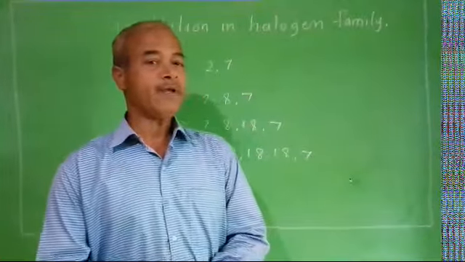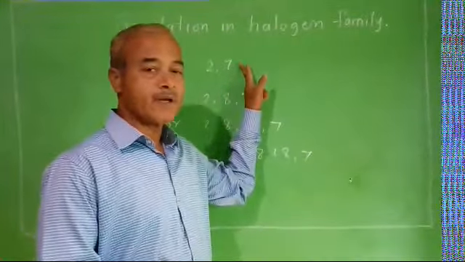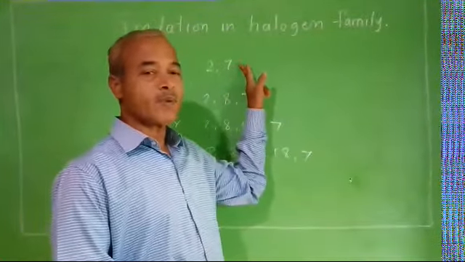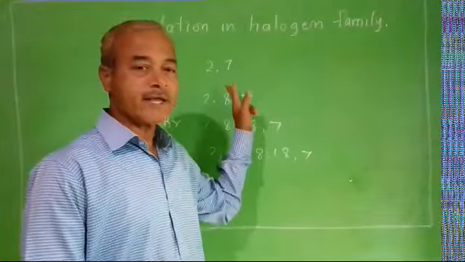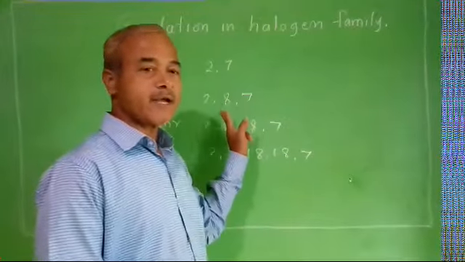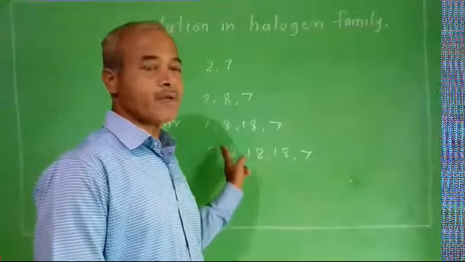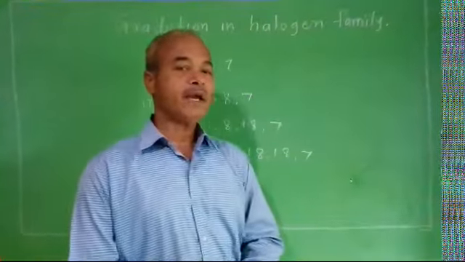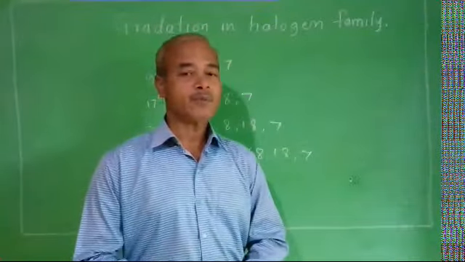Regarding the reactivity, fluorine is the most reactive halogen. In fact, it is the most reactive non-metal. Chlorine is less reactive than fluorine. Bromine is still less reactive than chlorine. Iodine is the least reactive. So, in this way, the reactivity of halogens goes on decreasing from top to bottom.